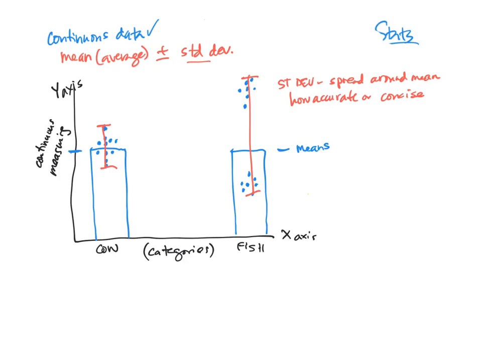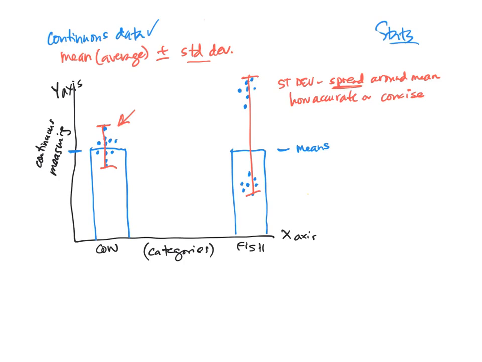And if we want to call things statistically different, it might be nice to have really tightly clustering values around the mean. And by the same token, having very spread out values can tell us something about what's happening in the population as well.